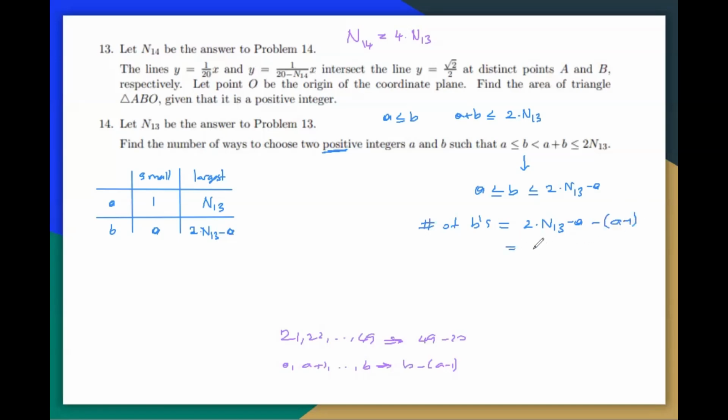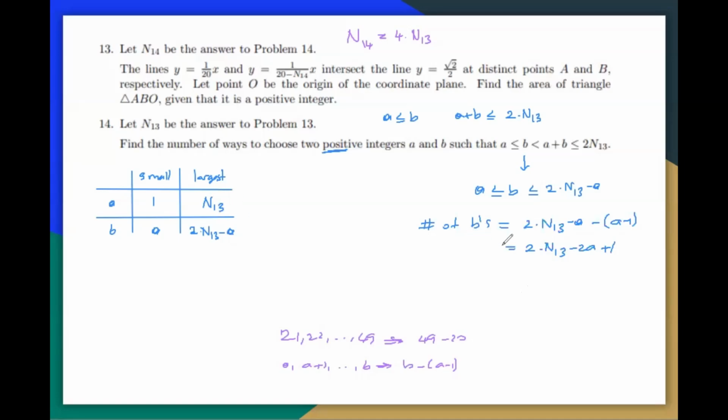So the number of B's is going to be like 2 times n of 13 minus 2A, and then you got plus 1. So this is the number of different B's in terms of A. Which means if you start plugging in A as 1, 2, 3, whatever, all the way to the largest A, which is n of 13, you will get all different B's.